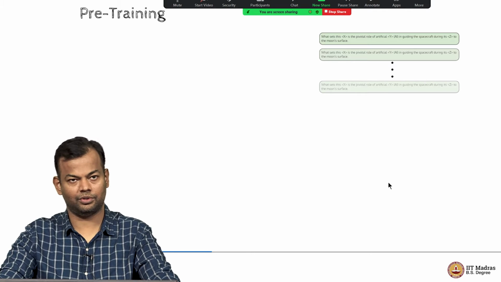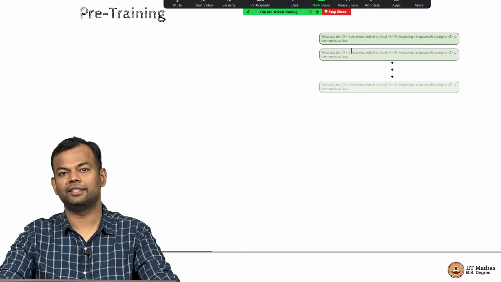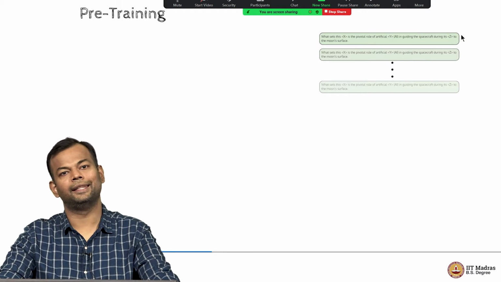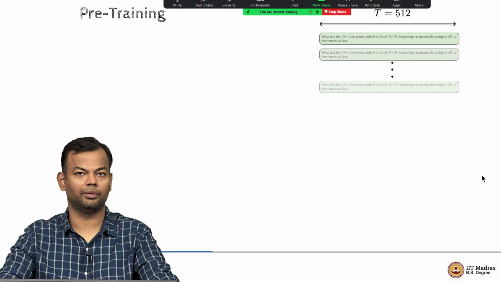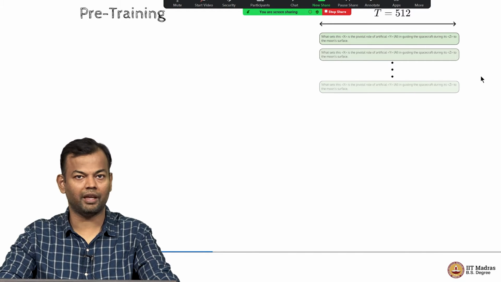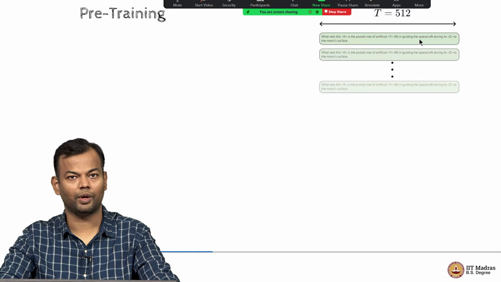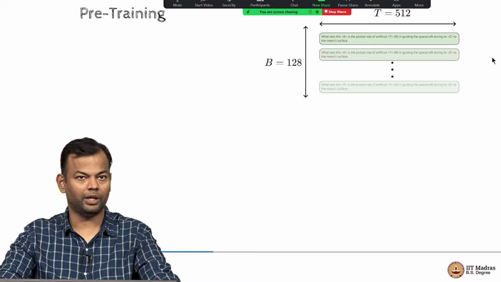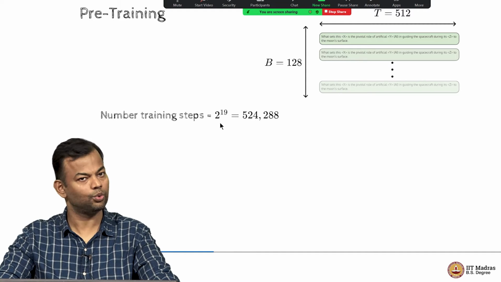Suppose you are training this on the entire Wikipedia corpus. Then every sentence from Wikipedia with the appropriate corruption would be your input, and the output would be to generate that corrupted part in the format that we saw on the previous slide, right? So the context size was 512. Each green block, which is one sequence, had 512 tokens, and the batch size was 128. The number of training steps that they used was 2 raised to 19.